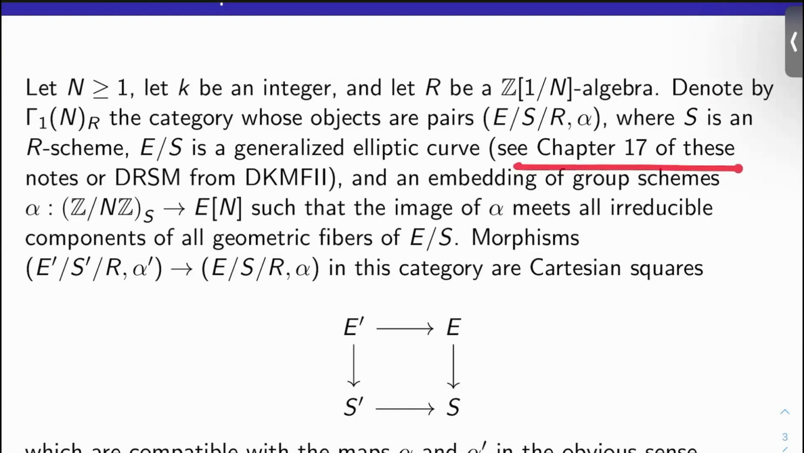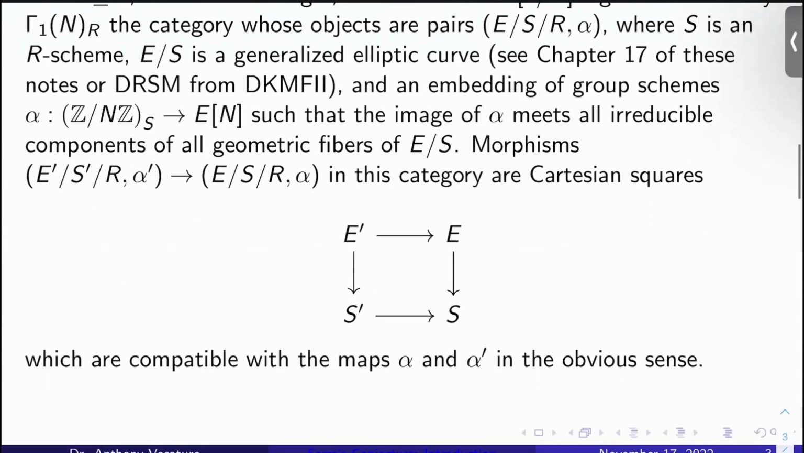See chapter 17 of my notes far in the future, but you're probably going to also just have to consult Deligne-Rapoport or Katz-Mazur at some point if you want to learn more about this stuff. Well, how should you think of a generalized elliptic curve? It's like an elliptic curve over a scheme. And the fibers over points are elliptic curves, or what we call n-gons. Again, more on this in chapter 17. Just think of it as an elliptic curve over a scheme instead of over a field or something like that.